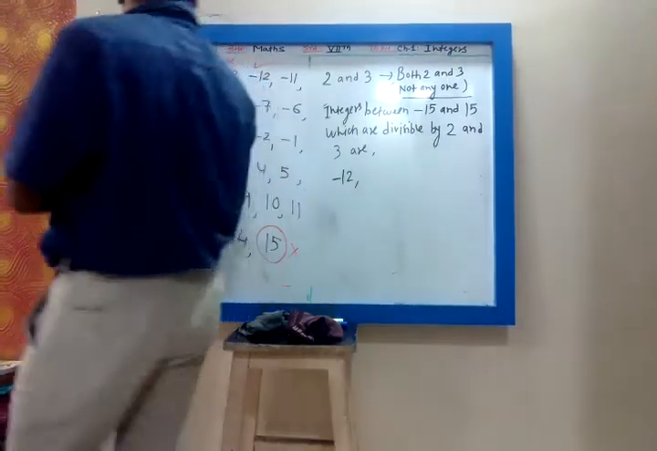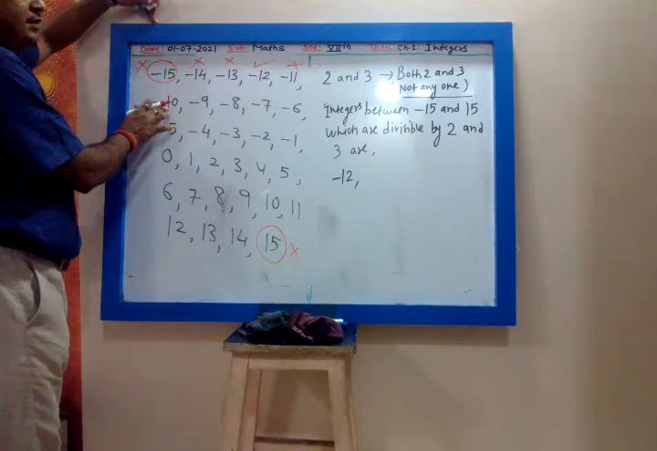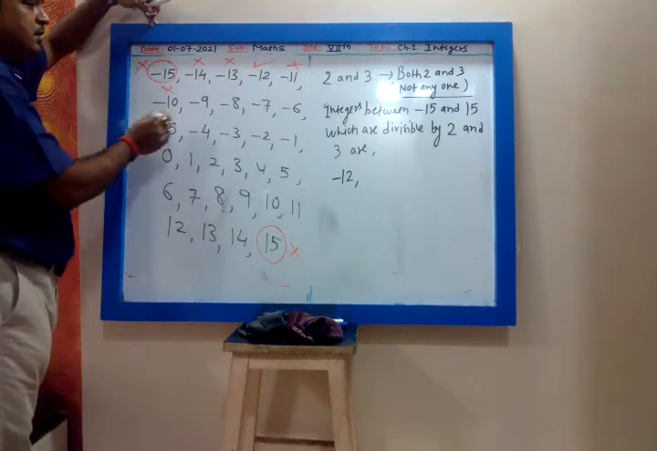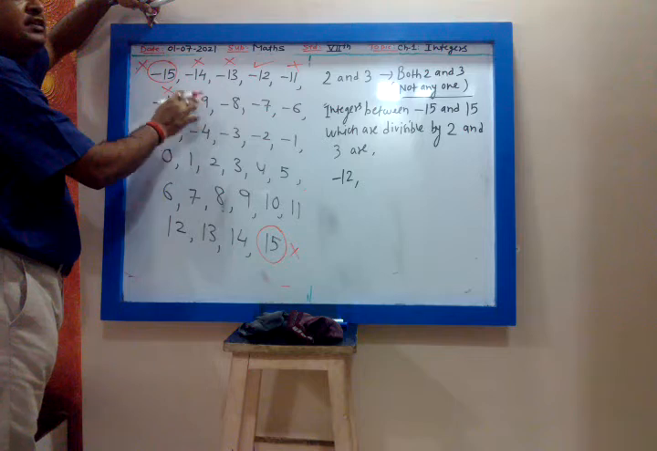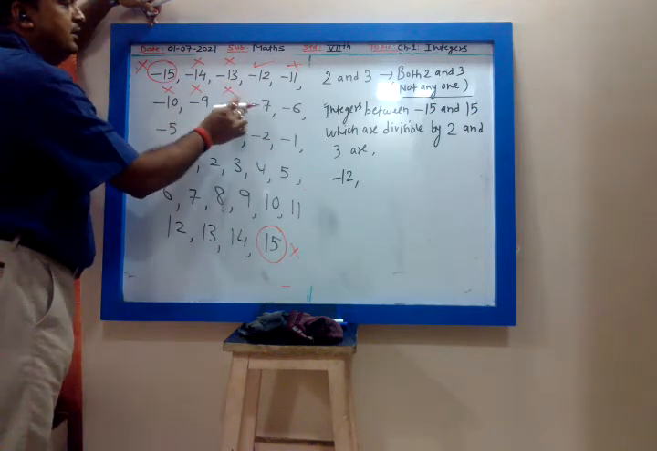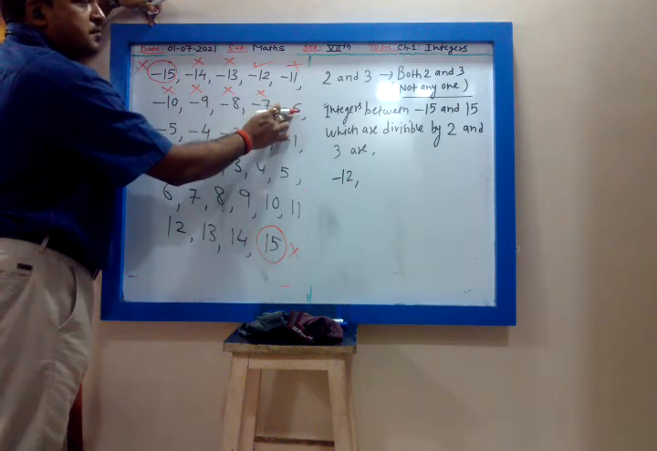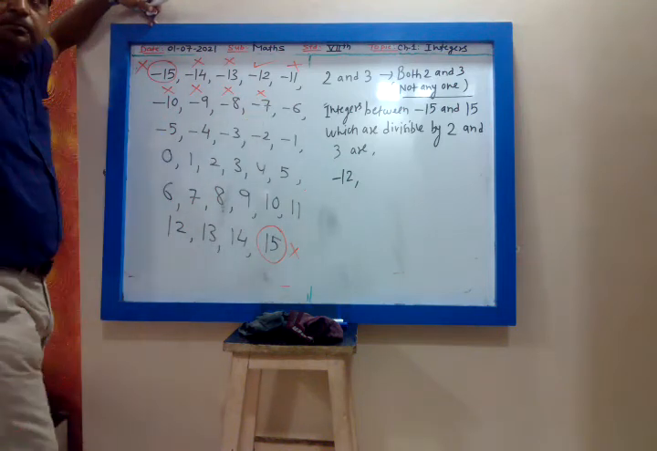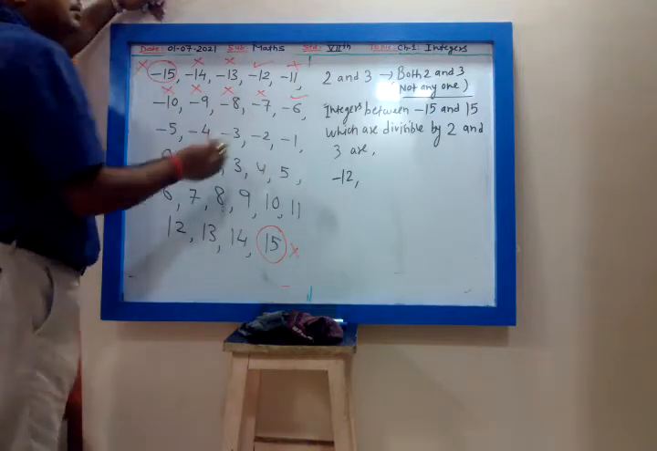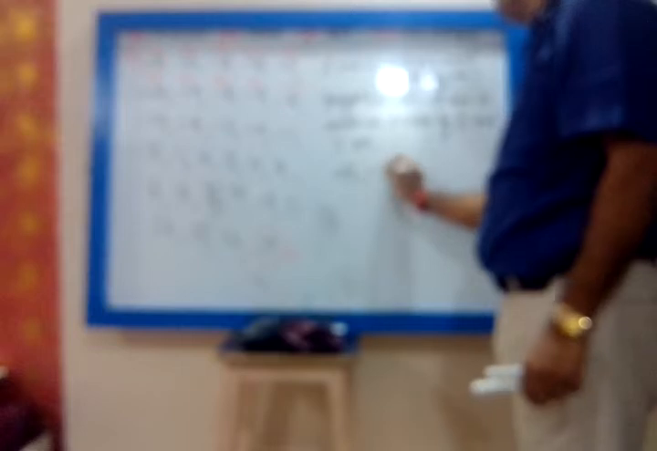Now let us see the next number. Minus 11 not divisible by 2 and 3. Minus 10 is divisible by 2 but not by 3. It will not come. Minus 9 is divisible by 3 not 2. Minus 8 is divisible by 2 not 3. Minus 7 not divisible. Minus 6 is divisible by 2 and 3 both. 2 sixes are 12, 3 2s are 6. So minus 6 will come.